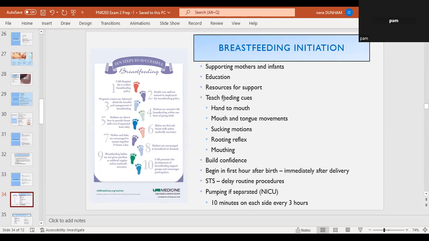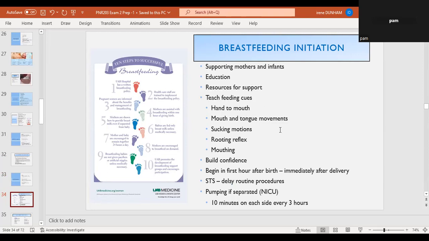And then these are teach feeding cues. Now, these are what we're going to teach mom. So a baby, yeah, babies can't talk to you, but they will talk to you if they put their hand to the mouth like this. You ever see your baby do that? I'm hungry. Okay. How about mouth and tongue movements? I'm hungry. Sucking motions. They're hungry. The rooting reflex.